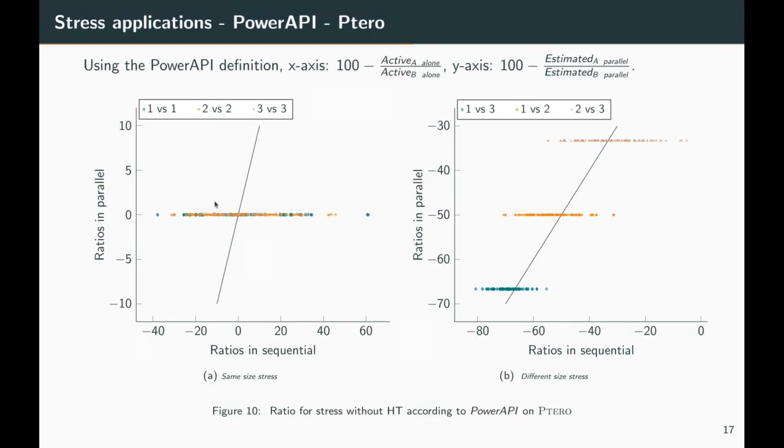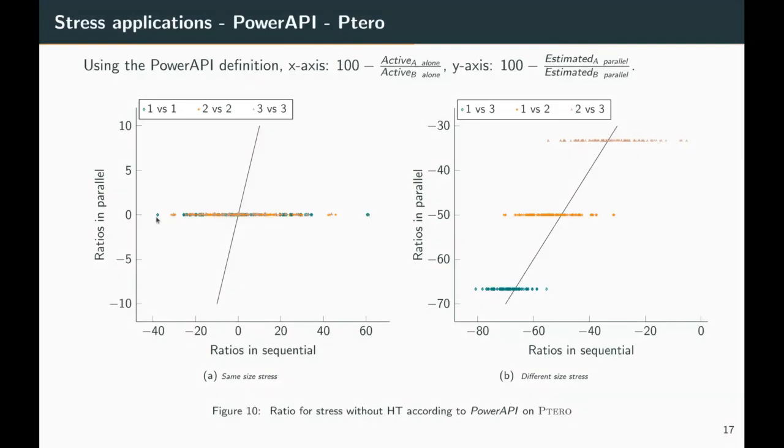And what can we see from this graph? It's complicated, but it's actually easy to understand. When we run both applications in sequence, first the first one and then the second one, we can see a high range of energy consumption. For example, here, 60% means that the first application consumes 60% more than the second one. Here, for minus 40, it means the second application is consuming 40% more energy.